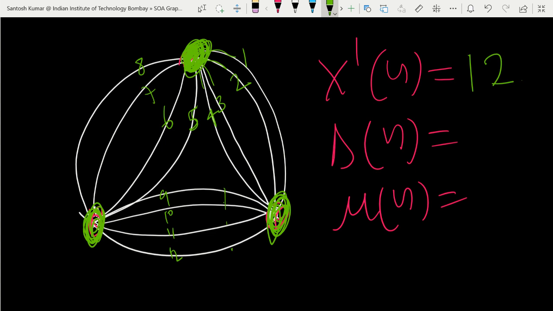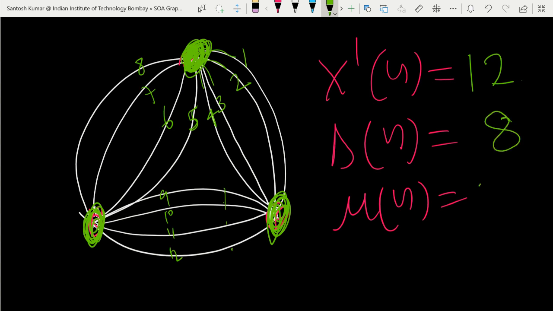So I have defined edge coloring. In proper coloring, what you do, you have to give different colors to incident edges. Yeah, what is delta G? It's the maximum degree of a vertex. So this is 8.